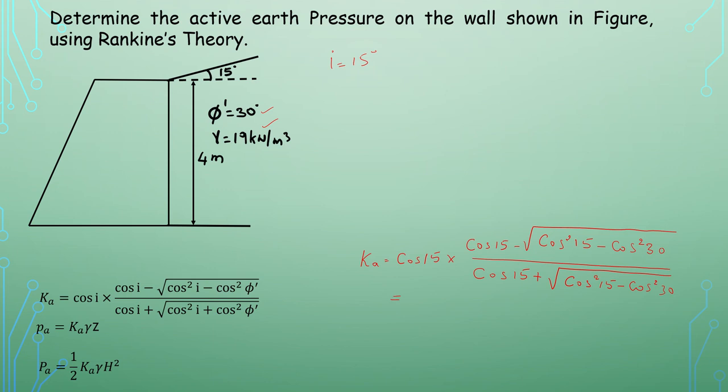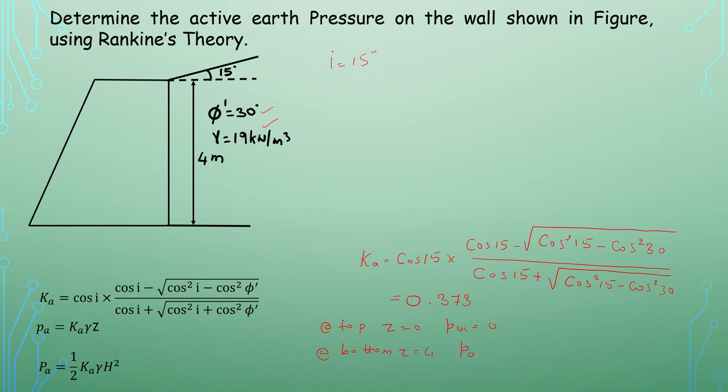How much will you get for Ka? I hope you are going to get Ka as 0.373. Just check with the calculator, it is 0.373. Once you get 0.373, now at the top Z equals 0, therefore Pa equals 0. At the bottom, Z equals 4 meter.